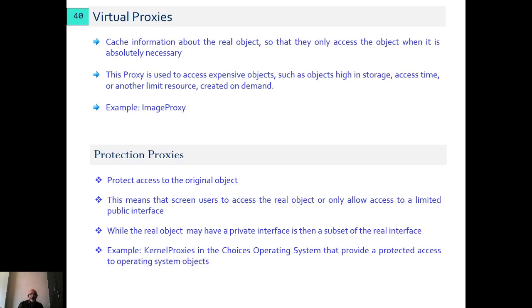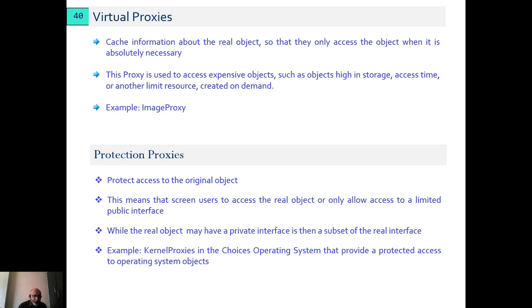Next is the virtual proxies. They cache the information about the real object so that they only access the object when it is absolutely necessary. So this depends on the necessity. Therefore, expensive objects, which consume large amount of memory and access time, and usually the images that we find around, they take up very big space. So in that case, virtual proxies can be used.